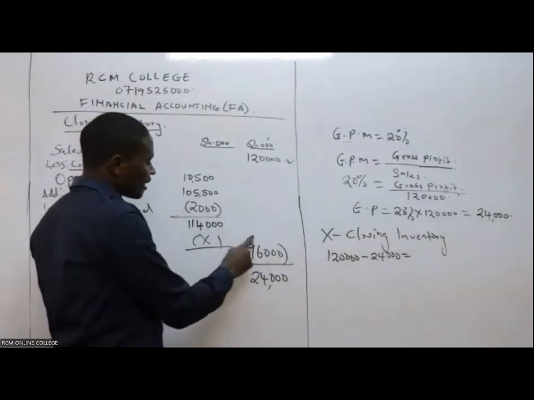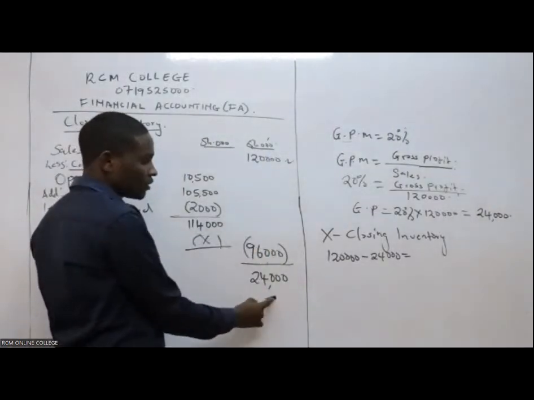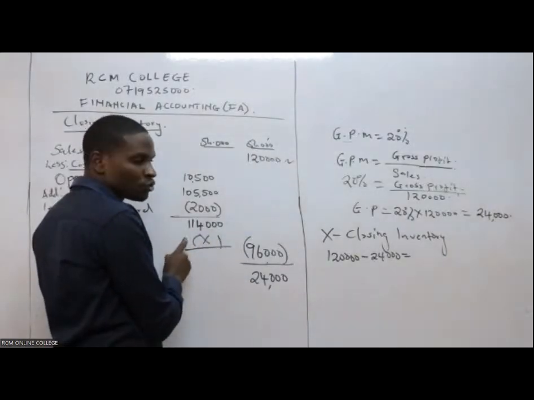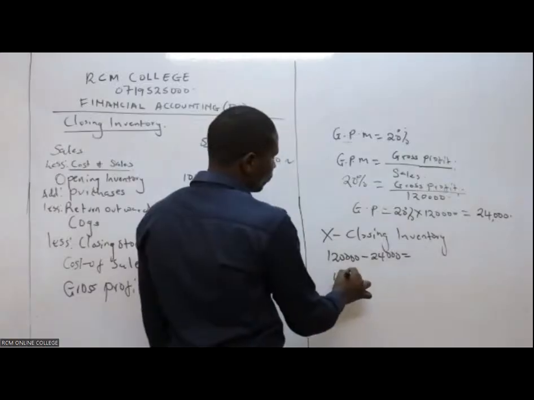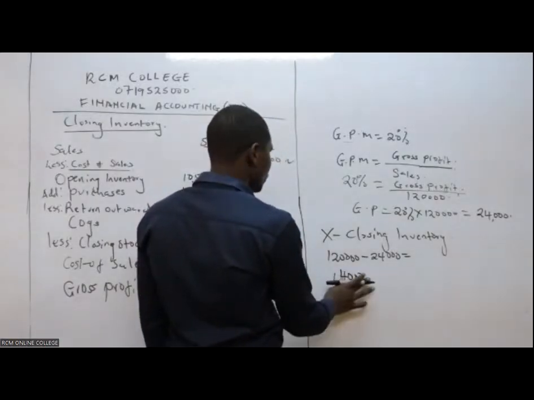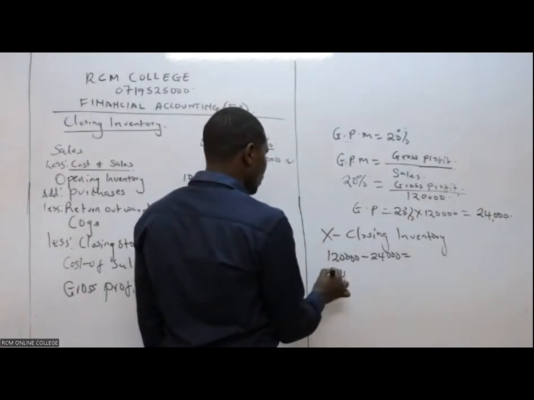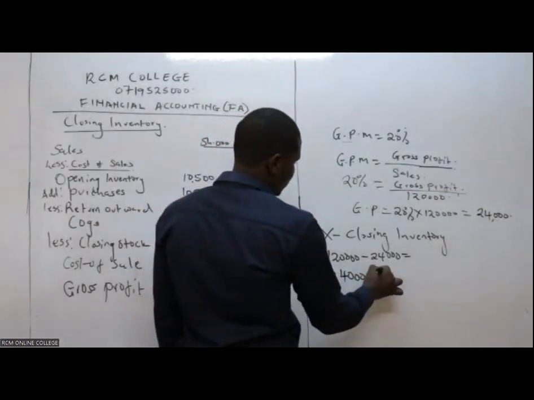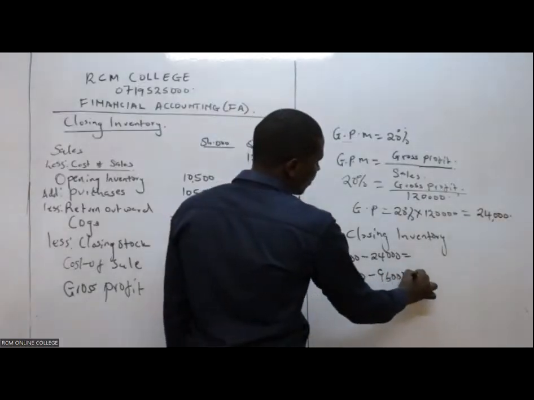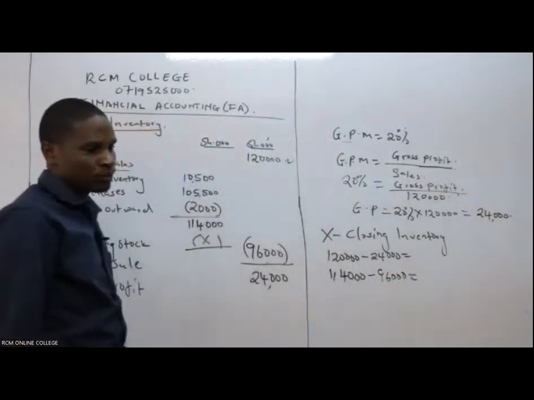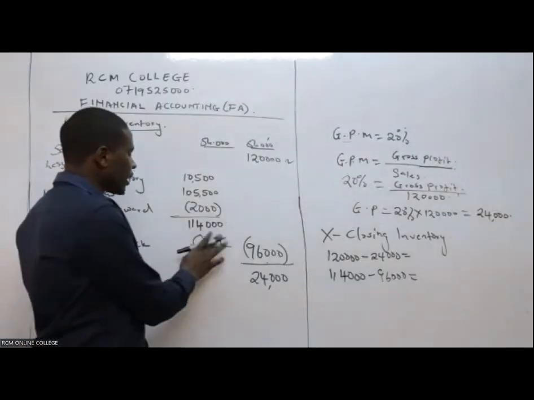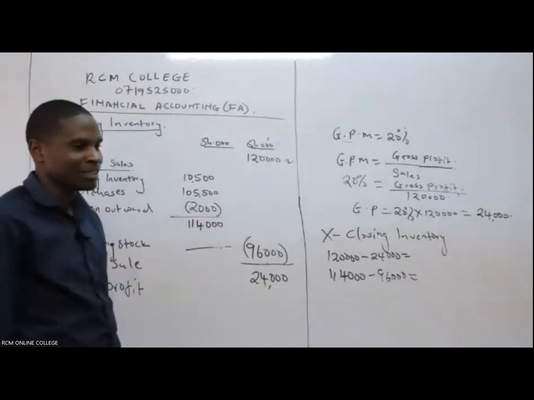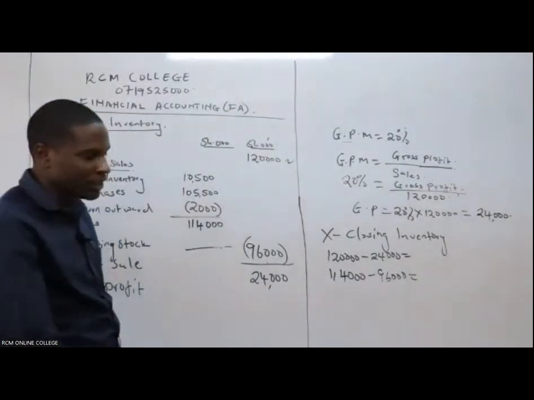And remember, this is just brackets showing that we are subtracting the cost of sale. So it is 140 minus 96. It will give us X. 140,000. No, not 140, but 114. 114,000 minus 96,000. So what is the value of our cost of sale? Cost of sale is how much now? Once I finish with that, I'll be good to go. 18,000.